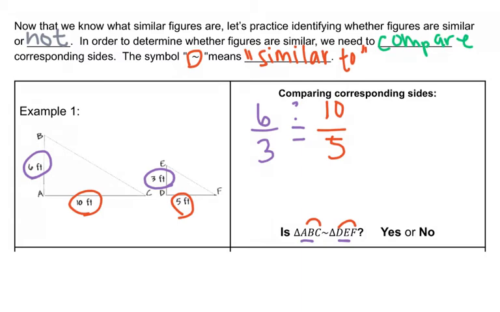So 6 divided by 3 gives you 2. 10 divided by 5 gives you 2. These are equal. Since the ratios of the corresponding sides are equal, the answer is yes. These two triangles are similar. All right, that's a little confusing. Let's do a couple more.